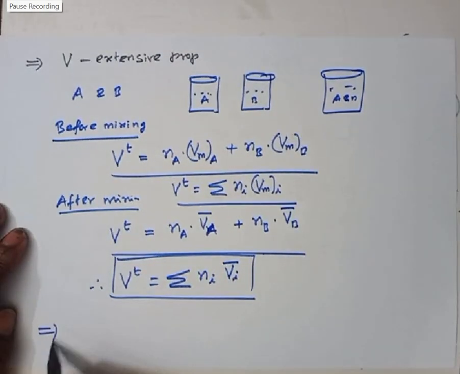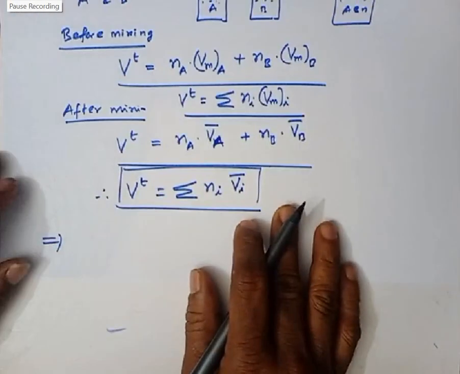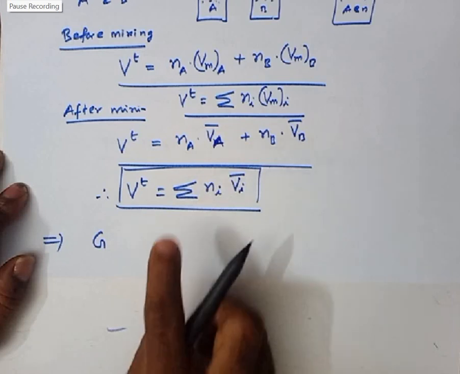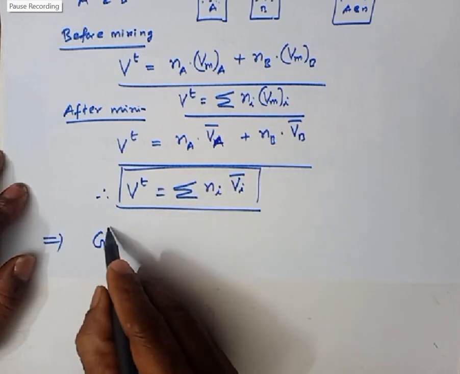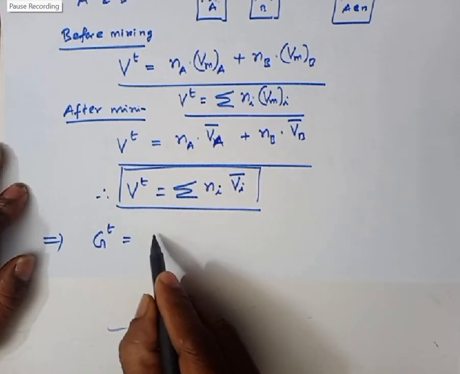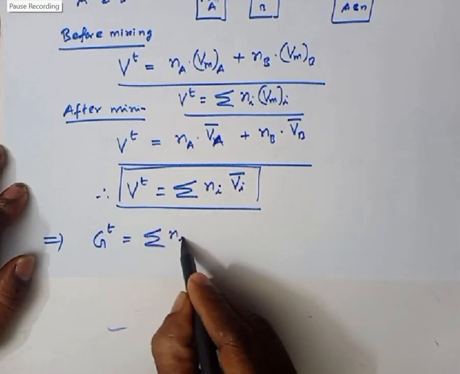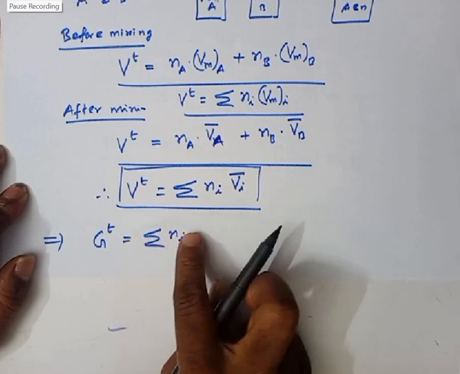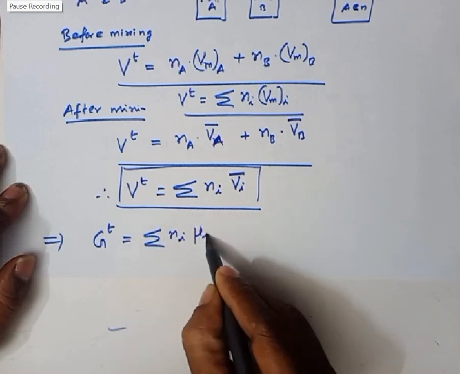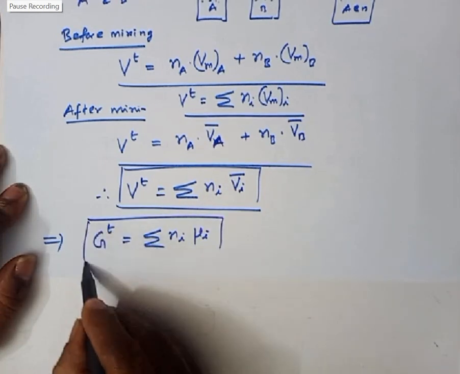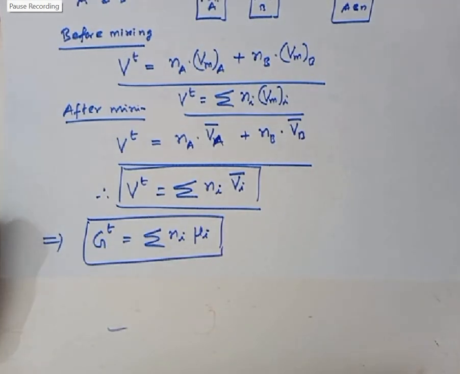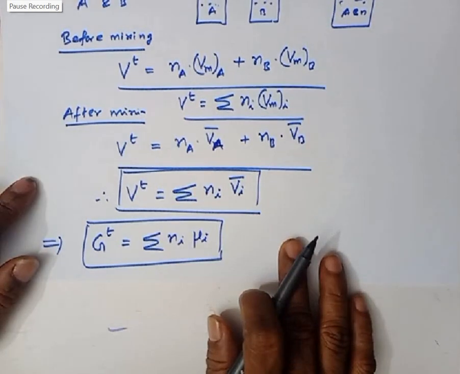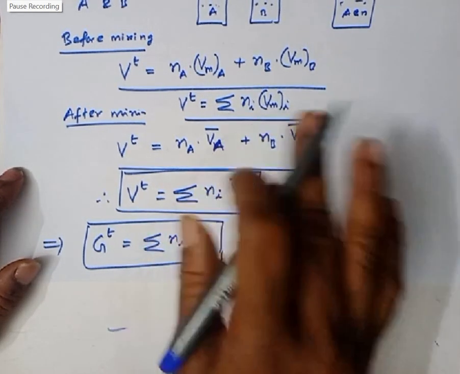I took volume as an example. If you take Gibbs free energy, we can write a similar equation. What is the Gibbs free energy after mixing? Write the total Gibbs free energy after mixing equal to the summation of Ni into the partial molar Gibbs free energy, which is nothing but the chemical potential, mu. Here one thing is very important.